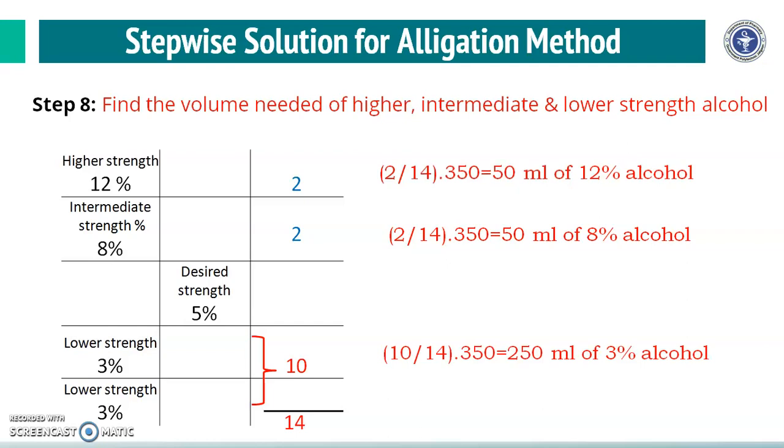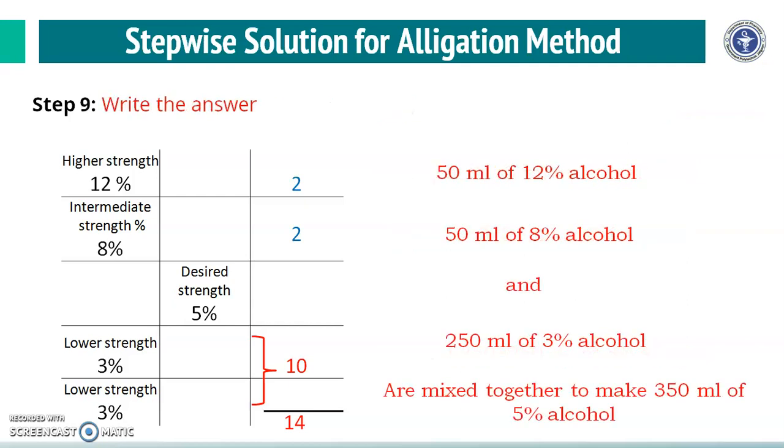So we have found out the volumes. Now let us write the answer: 50 ml of 12% alcohol, 50 ml of 8% alcohol and 250 ml of 3% alcohol are mixed together to make 350 ml of 5% alcohol. So by alligation method, we can easily find how much quantity of varying strength can be mixed together to get the desired strength of the product.